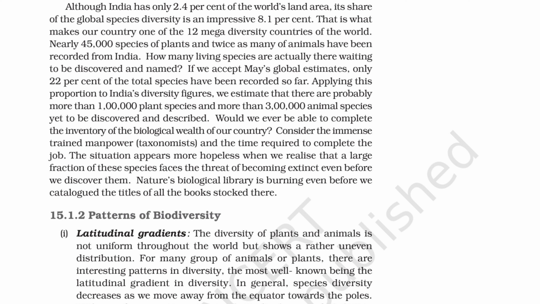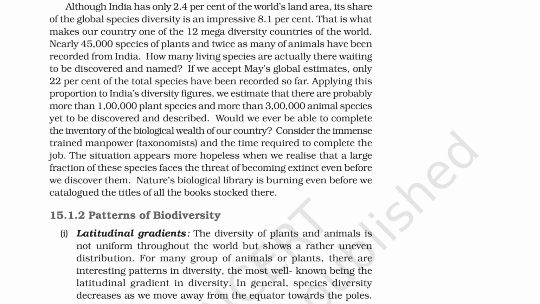Although India has only 2.4% of the world's land area, its share of the global species diversity is an impressive 8.1%. That is what makes our country one of the 12 mega-diversity countries of the world. Nearly 45,000 species of plants and twice as many of animals have been recorded from India.